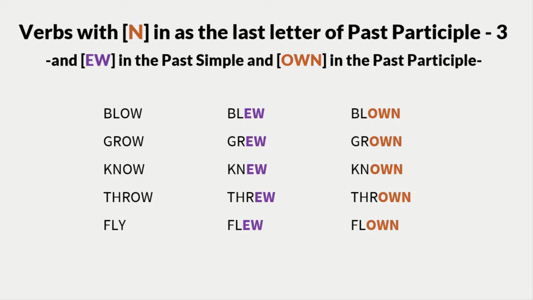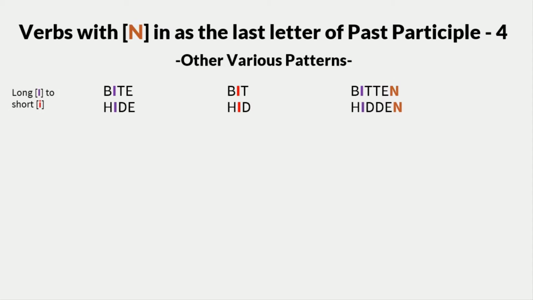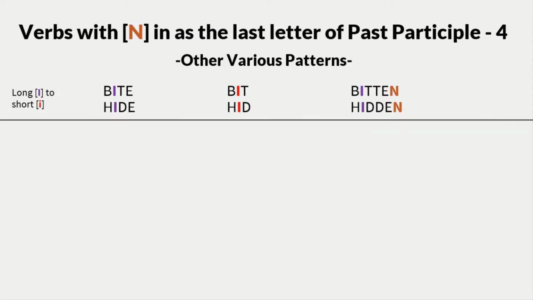Moving on to the fourth and final group of this branch of irregular verbs, which is really just a collection of smaller subgroups. The first subgroup has a vowel change from the long I to the short I. Bite, bit, have bitten, hide, hid, have hidden.